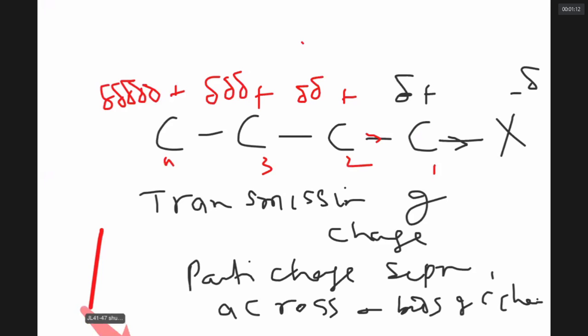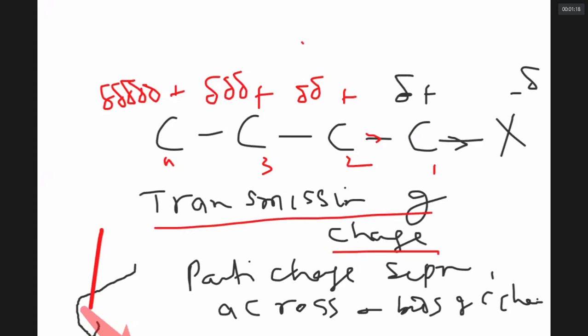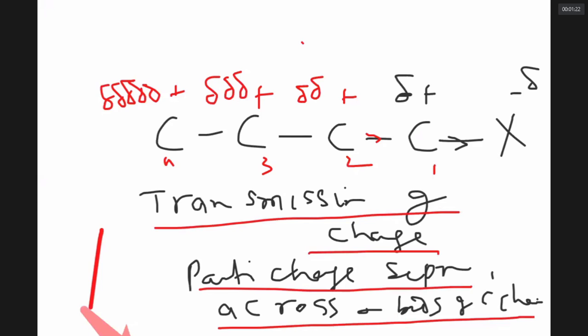So, transmission of charge, partial charge separation across sigma bonds of carbon chain due to bonded group is called minus inductive effect.